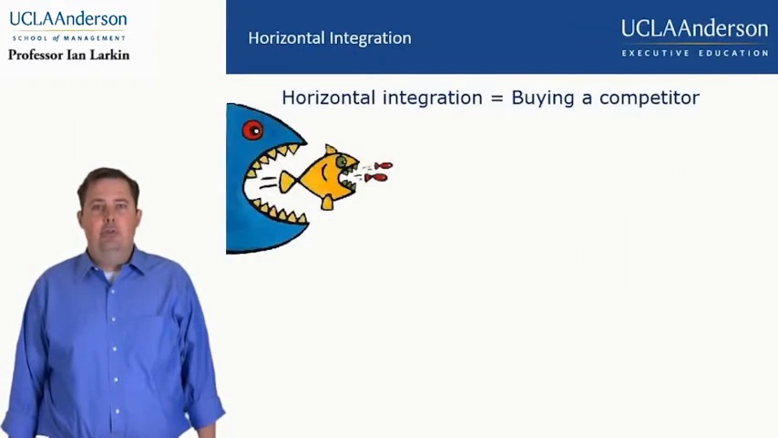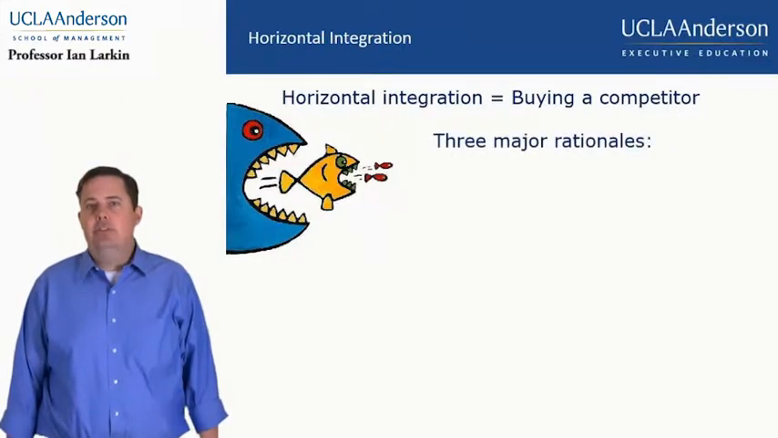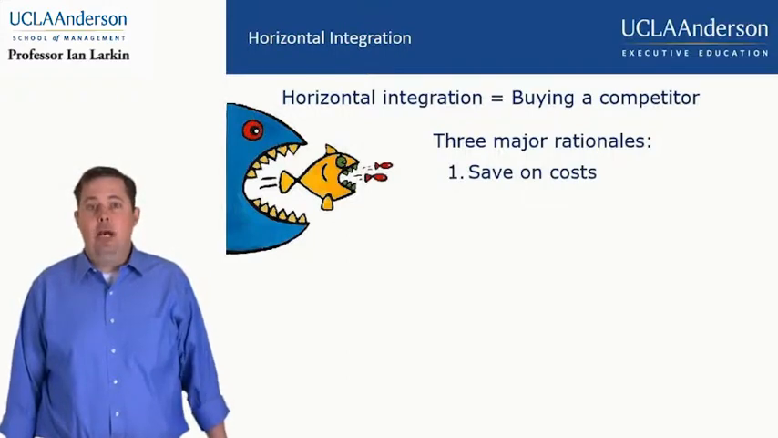So let's first turn to horizontal integration. Again, this means buying a competitor. When should you buy out your competitor versus competing against it? Well, there's three major reasons for buying a competitor. The first, and probably the most common reason to buy a competitor, is to save on costs.